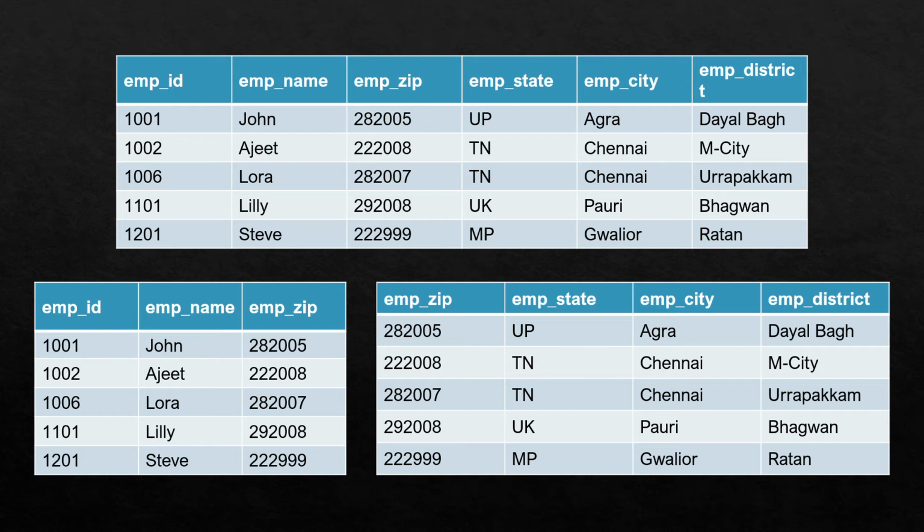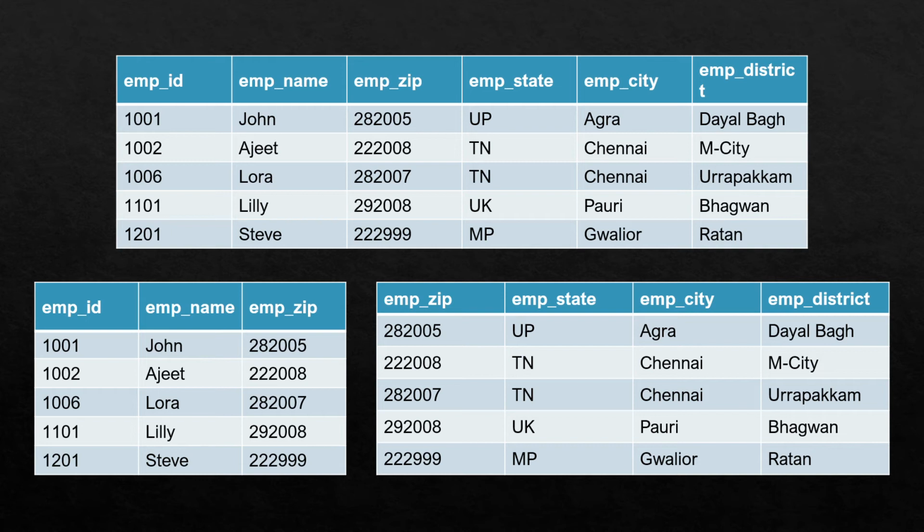Now the candidate key is employee ID. All attributes except employee ID are non-prime, as they are not part of any candidate key. Here employee state, employee city, and employee district are dependent on employee zip code, and employee zip code is dependent on employee ID. That makes the non-prime attributes employee state, employee city, and employee district transitively dependent on the super key employee ID. This violates the rule of 3NF.